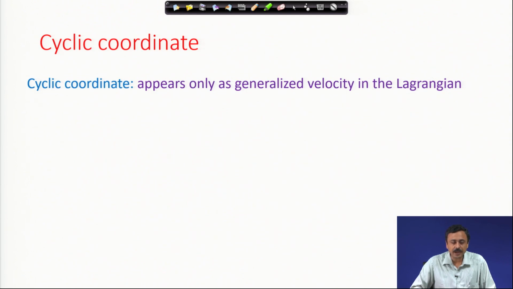First, we are going to look at cyclic coordinates. What are cyclic coordinates? Cyclic coordinates are those generalized coordinates which appear only as generalized velocity, not as the coordinate by themselves, in the expression of the Lagrangian. Therefore, a cyclic coordinate appears only as generalized velocity and not the coordinate itself in the Lagrangian.